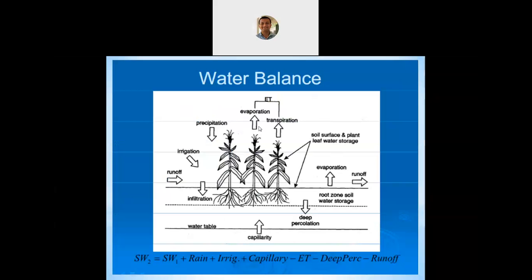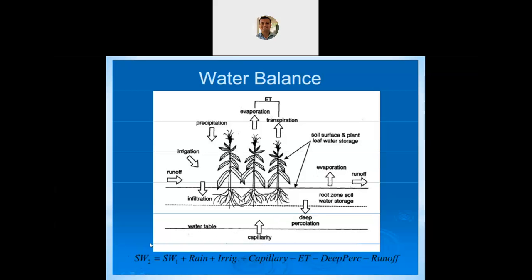Now in the water balance approach, as I was saying, irrigation, precipitation and capillary rise are the input factors, while evaporation, transpiration, deep percolation and runoff are the loss factors.